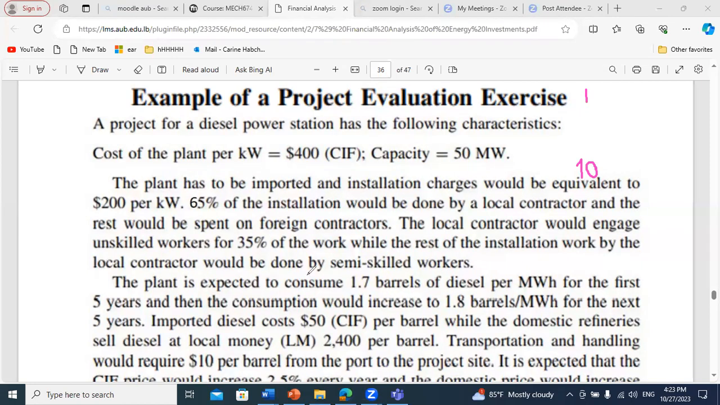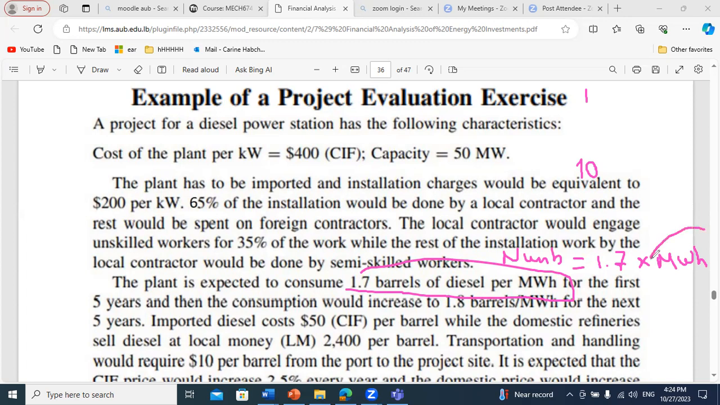Okay, so this is why we need to know how the consumption will vary with years. They told us that for the first 5 years we need 1.7 barrels of diesel per megawatt hour. So in order to know the total consumption, to find the total number of barrels, all we have to do is to multiply 1.7 by the number of megawatt hours produced by our plant. Now we'll see which information will allow us to get the number of megawatt hours.